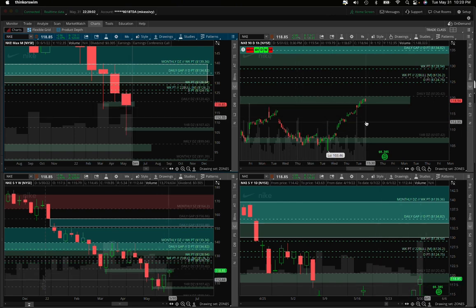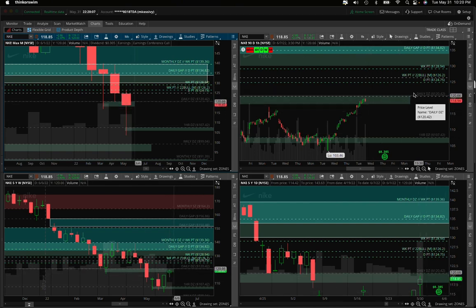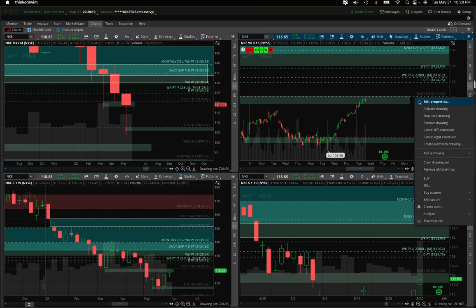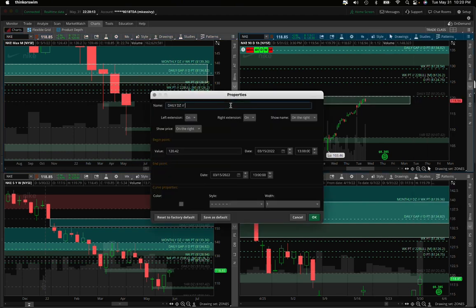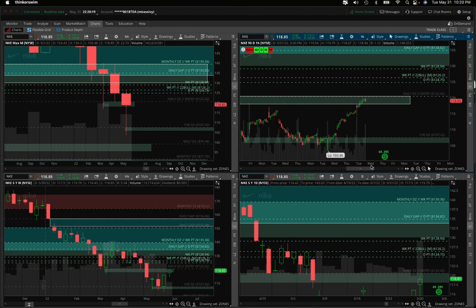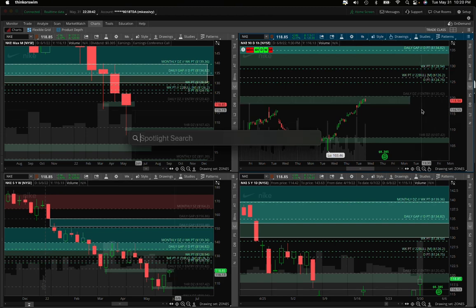So we can say our entry is going to be once we come out of the demand zone, right? So 120.42 will be our entry. We see that we have our entry identified. We have 1, 2, 3, 4, 5 potential price targets. If we enter at 120 and price can go to 140, that'd be a pretty substantial move over the next couple of weeks.